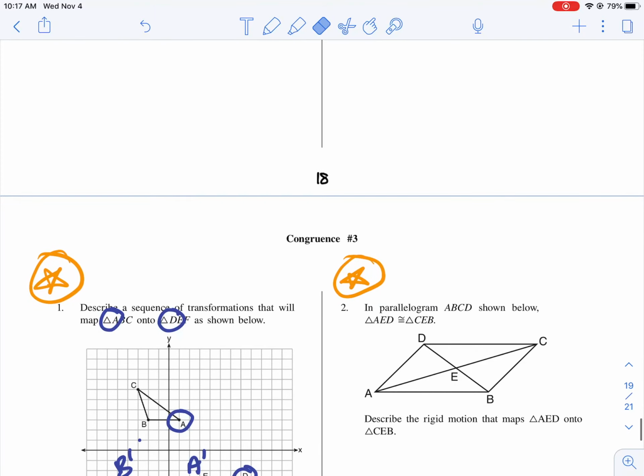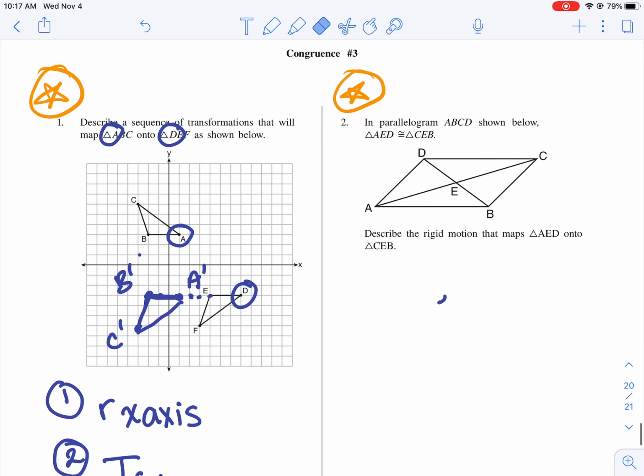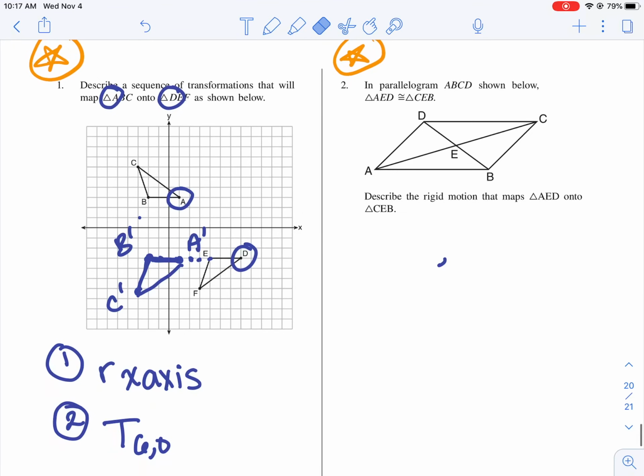Okay, so let's look at number 1. Here's what I got for number 1. I started with our pre-image right here, and I reflected it over the x-axis. So again, I'm using that fancy notation. I have A prime, B prime, C prime, and then I saw that B prime became E by moving 1, 2, 3, 4, 5, 6 to the right, but nothing up and down.